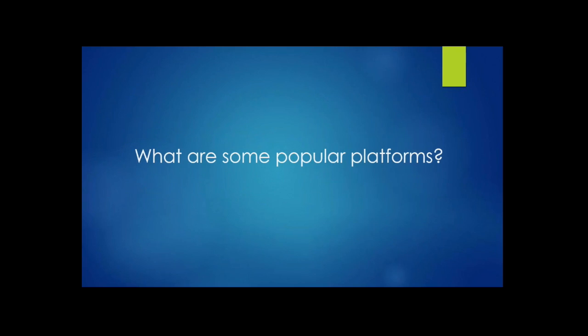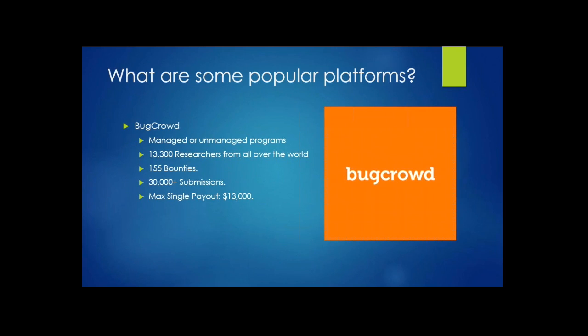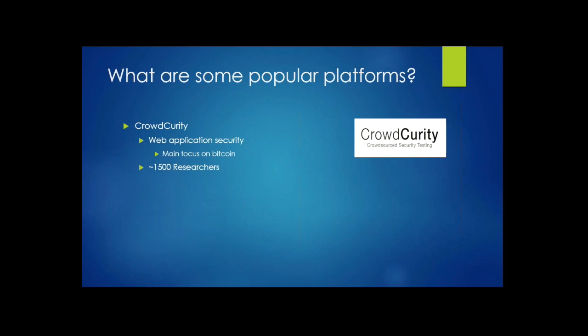There are popular platforms as well. Of course, Bugcrowd. They offer managed and unmanaged programs. They have over 13,000 researchers. 155 bounties are live, according to the website, and they have over 30,000 submissions. The highest single payout was $13,000. Cobalt is another one. They focus on web apps with a main focus on Bitcoin, and they have about 1,500 researchers.